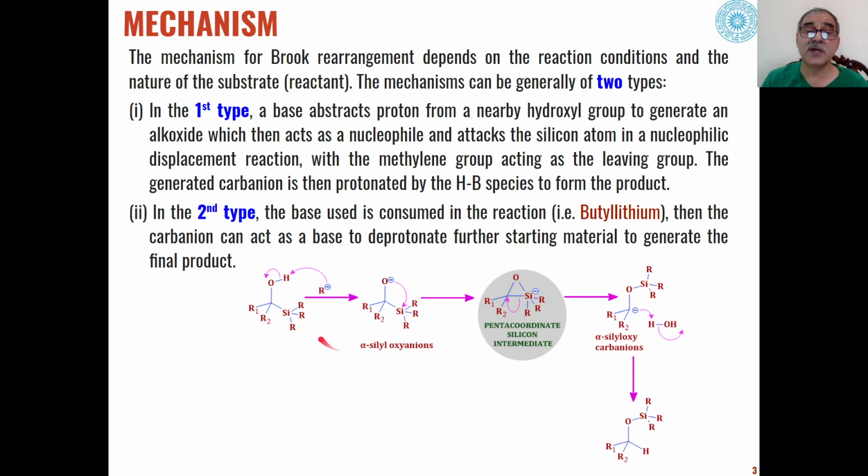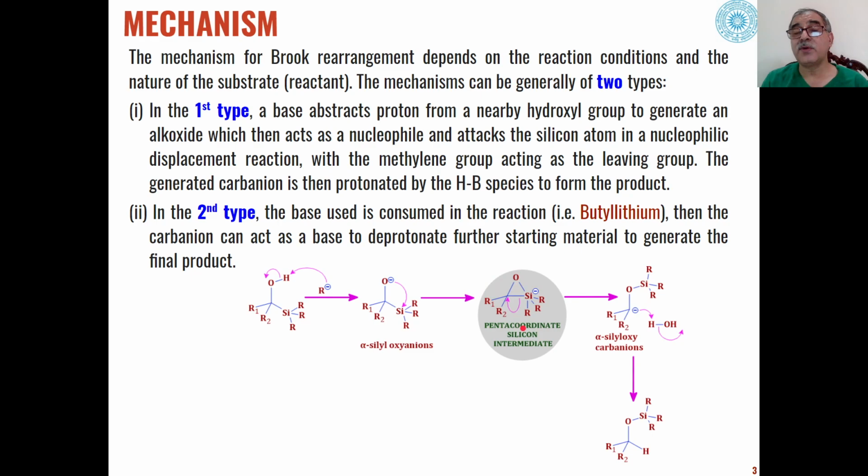Similarly, if the attack of the silyloxyanion takes place at a silicon which is at the beta position, this is the alpha position, then 1,3 Brook rearrangement will occur, and there also a penta-coordinate silicon intermediate will be formed, but that will be a four-membered structure. Here it is a three-membered structure.